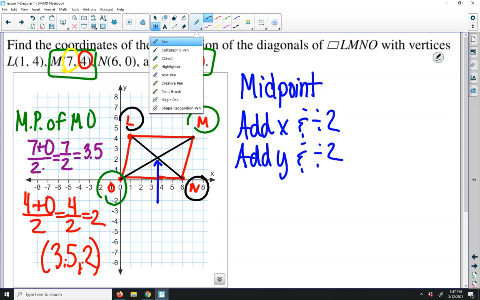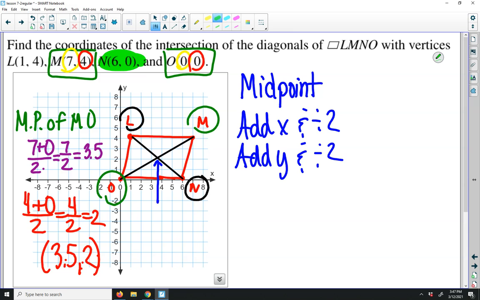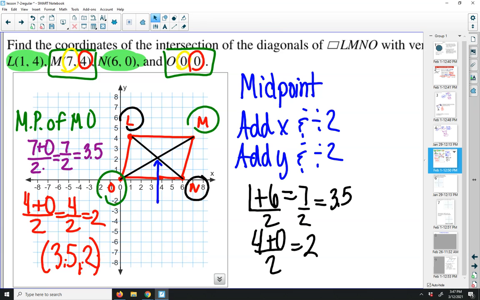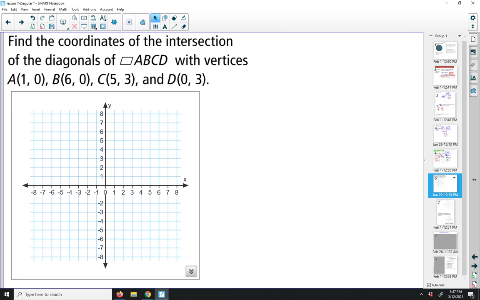Now, let's suppose that I used N and L's coordinates instead. Let's see what happens, because it doesn't matter which coordinates you pick. If I use L and N, I would add 1 plus 6 together, which is 7. Dividing by 2, I still get 7 divided by 2, or 3.5. And if I try the y's, 4 plus 0 divided by 2, I get the same thing. So the moral of the story is it doesn't matter which one you use, you just need to pick one. That is how you find the coordinates where the diagonals intersect. You find the actual midpoint of one of the segments. It doesn't have to be both of them.